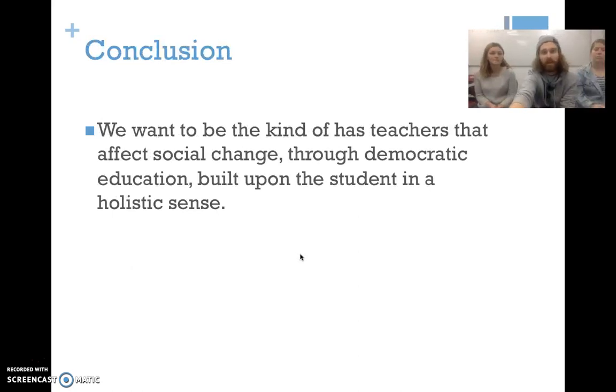In conclusion, we want to be the kind of teachers that affect social change through democratic education built upon the students in a holistic sense.